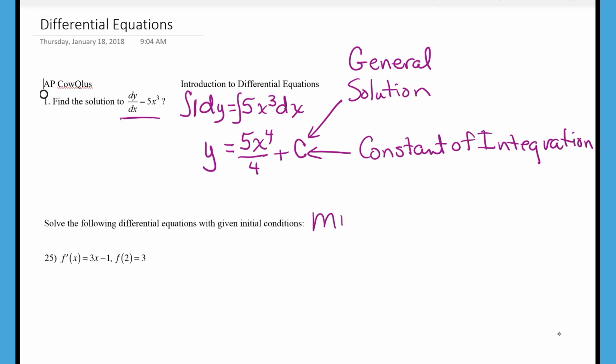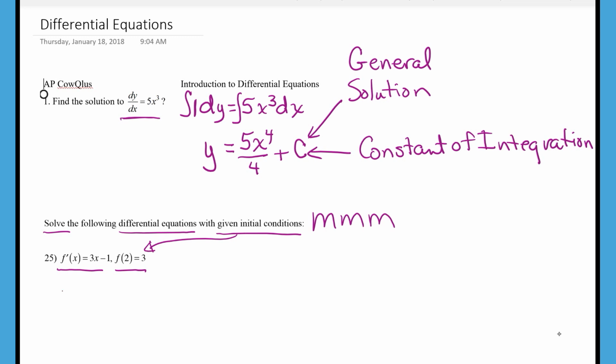This is a page from Master Math Mentor, and I'm sorry I don't know the page number. This is one of his problems. He gives us the derivative and gives us a point on the original. If we're asked to solve the differential equation with the given initial conditions, that's that point, then what they want us to do is first solve like we did in this problem here, so let's go ahead and do that.